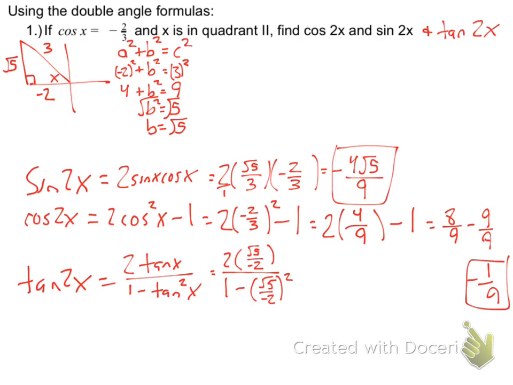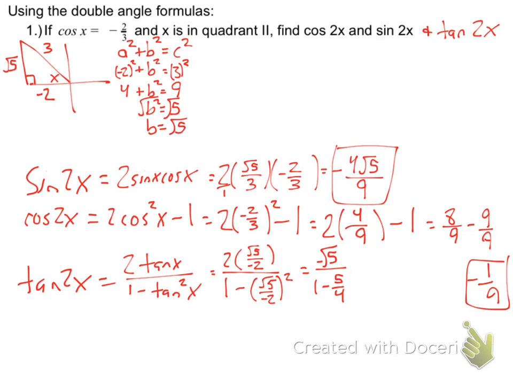What's going to happen with the 2's on the top? Leaving you with a negative square root of 5. When I square the fraction it becomes positive, yes? But there's a negative outside of that, so it still stays negative. So it's still 1 minus, but what is it going to be minus? 5 over, negative 2 times negative 2 is positive 4.